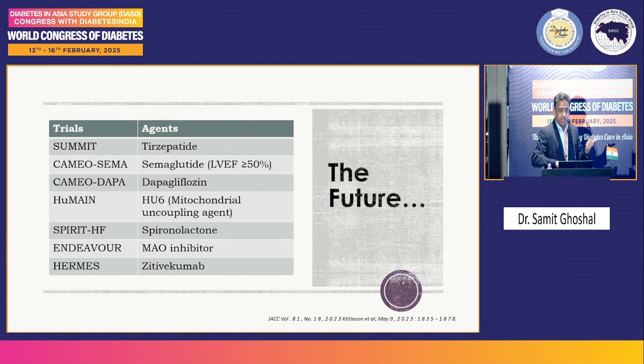We have data with finerenone. The question is, why shouldn't spironolactone work? I think just because it's not studied. You do a study, you'll get the results. I still think you will get the result in preserved ejection fraction. We do have data in reduced, but we don't have mortality and CV death benefits. So that's what they're doing now, the SPIRIT heart failure trial. So we'll get that. And then the MAO inhibitors and others, which are the downstream signaling.